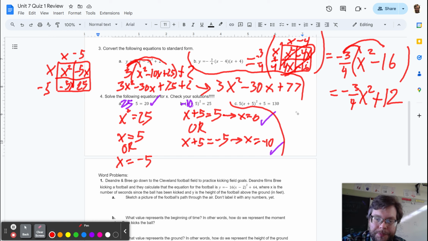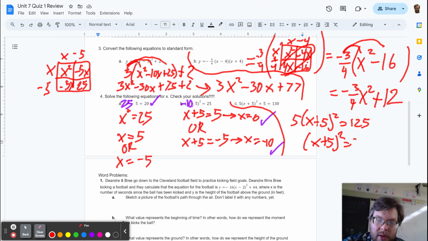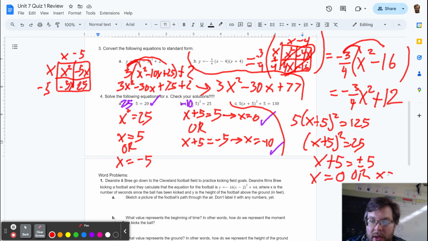Last problem, subtract 5 first, just like you would if you were solving a linear equation. Divide by 5 second, and then it's just like the problem we solved. Square root to get your two answers of plus or minus 5. Subtract 5 to get 0. That's 5 minus 5, or negative 10.